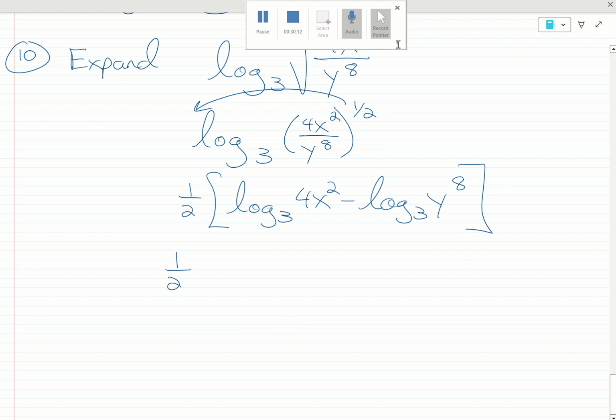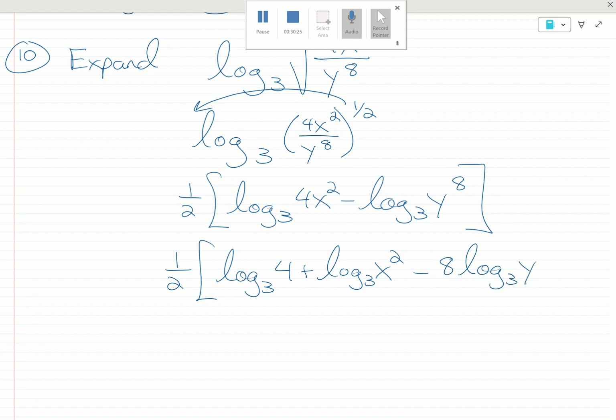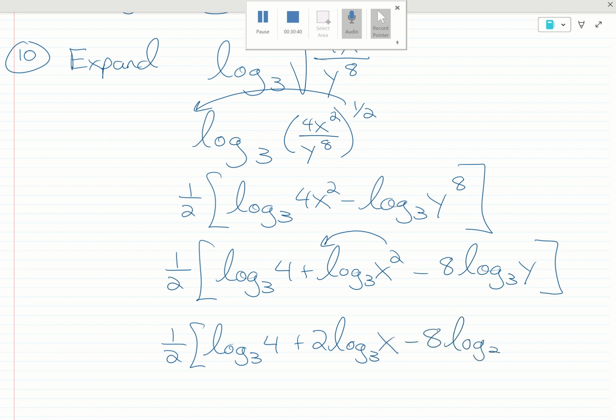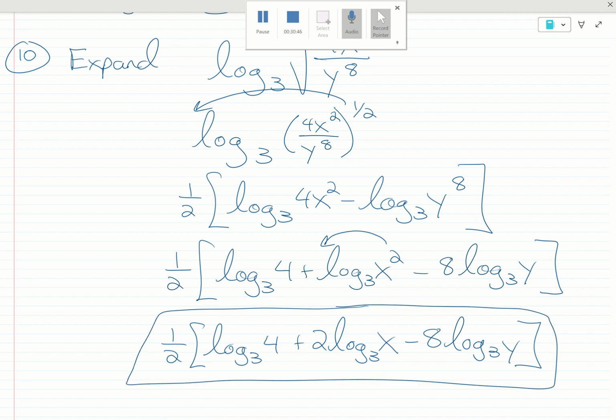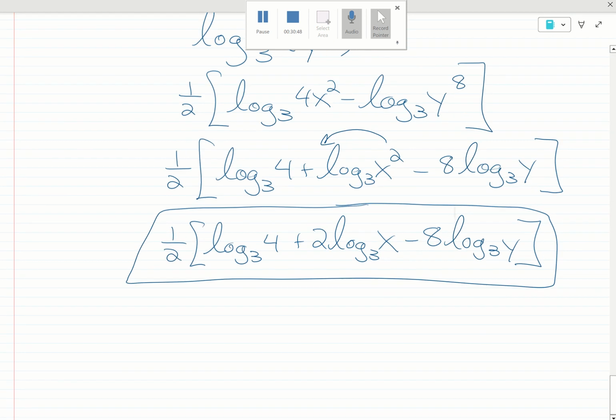This turns into a product property, so this is just log base 3 of 4 plus the log base 3 of x squared, minus 8 times the log base 3 of y. And then we could bring this down too and get 1/2 times the log base 3 of 4 plus 2 times the log base 3 of x minus 8 times the log base 3 of y. That's how we would simplify something like that. We have a couple more to go.